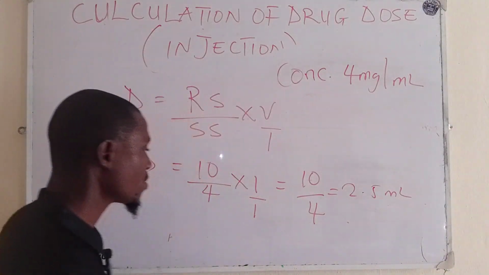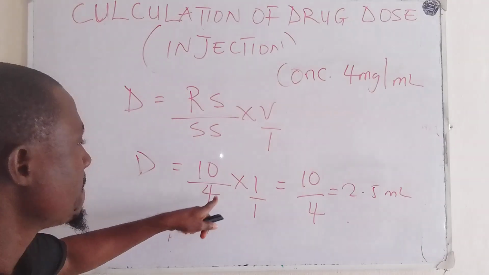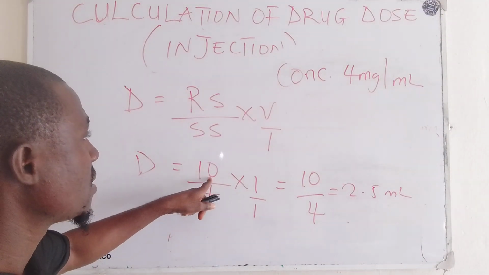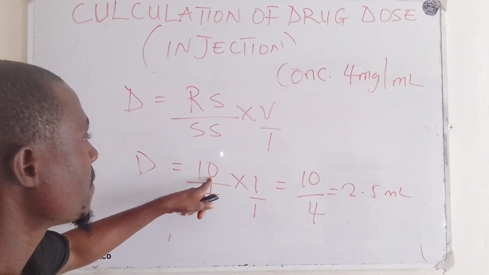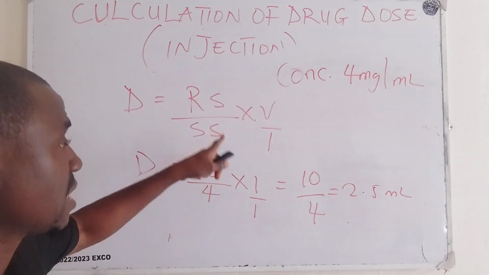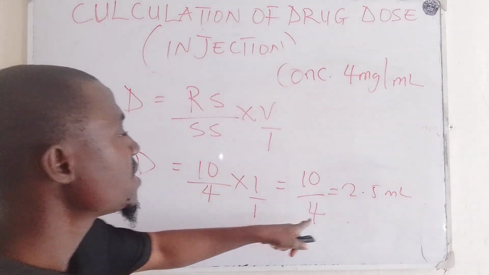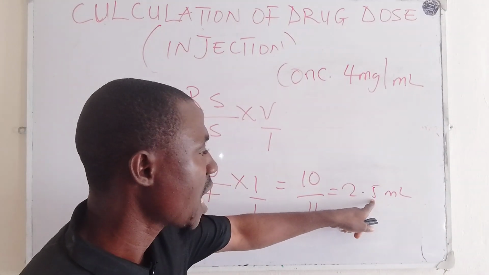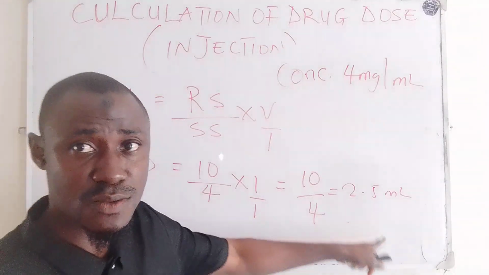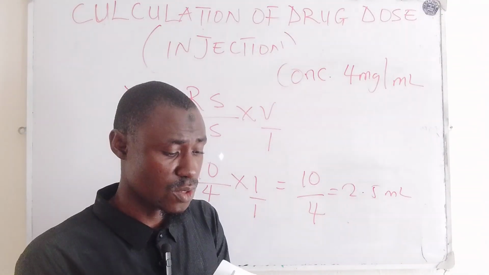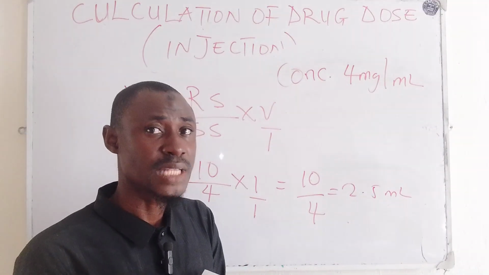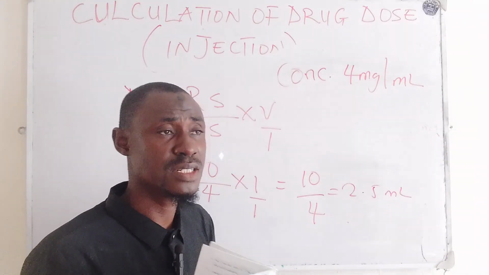That is to say, 10 milligrams of dexamethasone is the same thing as 2.5 mils. So this is how to calculate. We have now used the two versions.